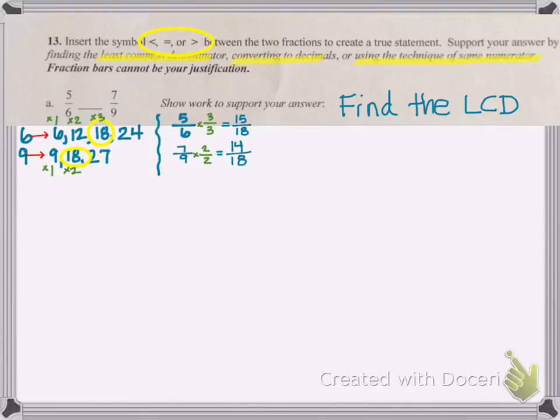So I can see here that 15 copies of 1/18 is going to be larger than 14 copies of 1/18. So by using the method of finding the lowest common denominator, I was able to determine that 15/18 is greater than 14/18. Now, 15/18 was equivalent to 5/6. 14/18 was equivalent to 7/9. So that means 5/6 is greater than 7/9.